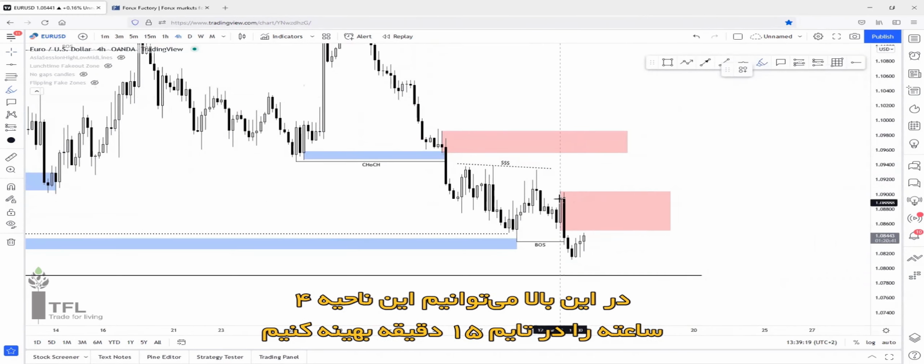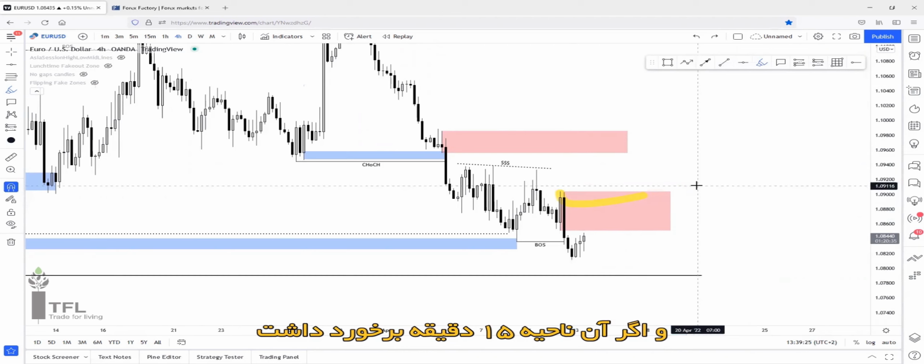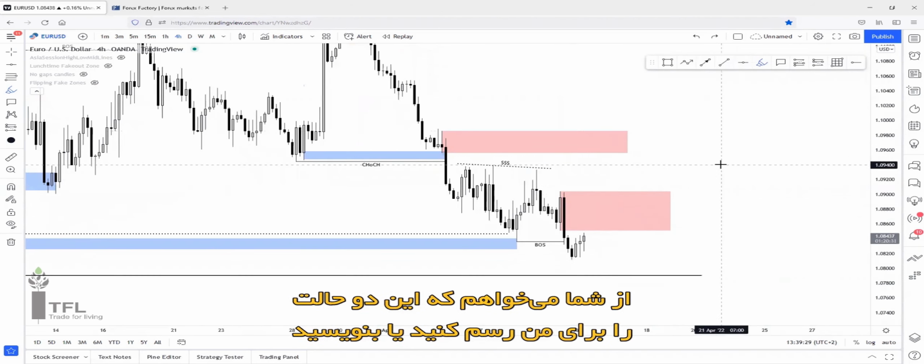We will be able to refine this 4-hour zone to some cleaner 15-minute zone, somewhere around here at the top. And if that 15-minute zone is tapped, we have two possibilities. I want you to draw or just write down the two possibilities for me.